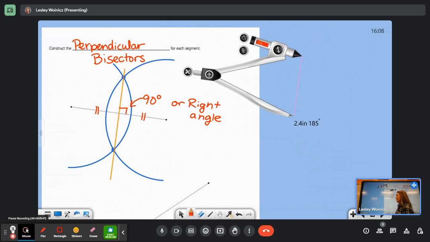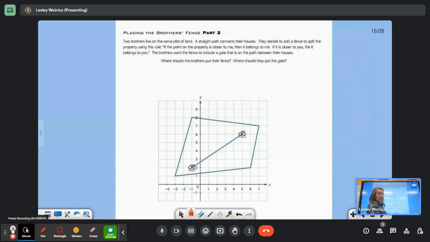All right, let's go back to part 2. The rest of the segments are just for you to practice your constructions on. They're not for a grade or anything. They're just so that you know how to do it for when it is for a grade. All right, placing the brothers' fence, part 2.